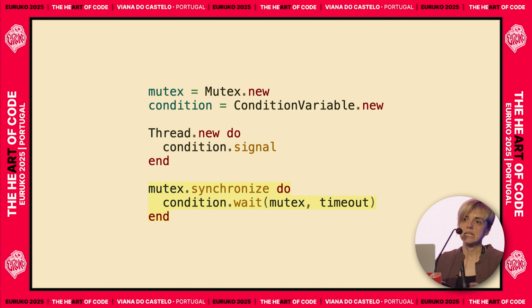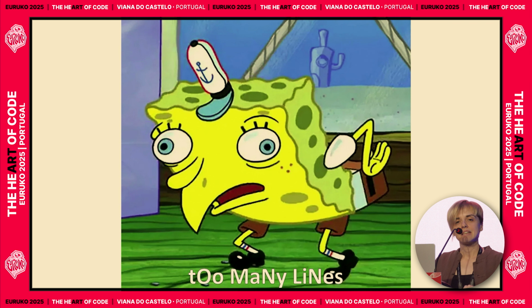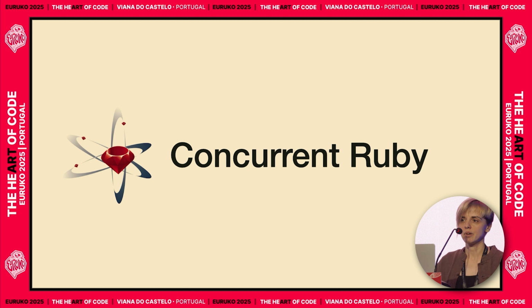Sounds neat, right? Well, let's be honest. It doesn't look good. It has a lot of lines of code, and nobody wants to copy-paste it into every little test that you have. But here is where Concurrent Ruby comes into play. I hope a lot of people have heard about Concurrent Ruby. It is a concurrency toolkit for Ruby inspired by classic concurrency patterns and patterns from other languages.